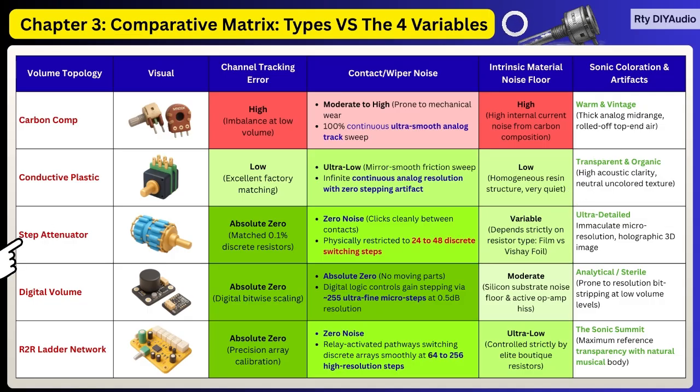Look closely at the step attenuator. It completely crushes tracking errors, but chains you to 24 to 48 discrete mechanical clicks. Notice how the digital IC runs dead silent on bitwise math, but suffers from resolution bit stripping at low volumes. And finally, the R2R Ladder Network stands at the absolute sonic summit, unifying perfect channel matching with uncompressed musical transparency. Study this blueprint carefully, because this data directly dictates how we execute our upcoming precision matching series.